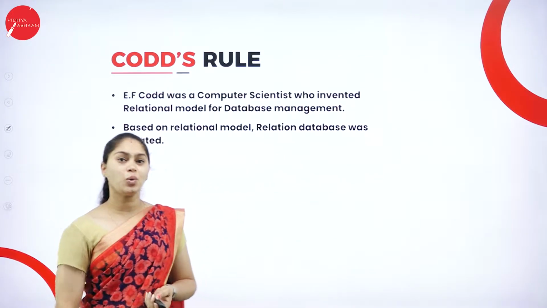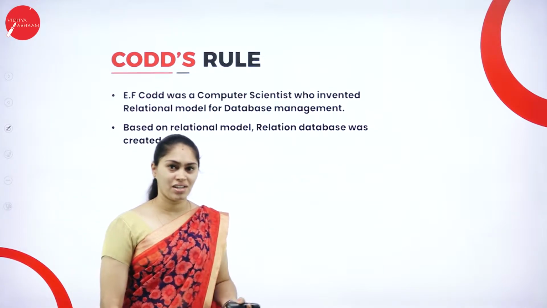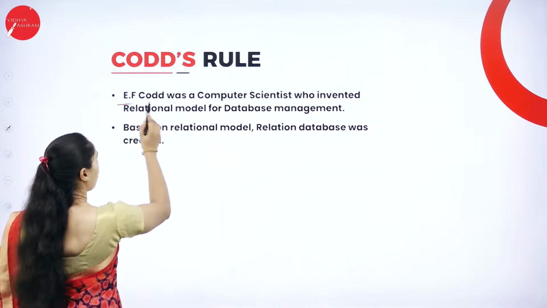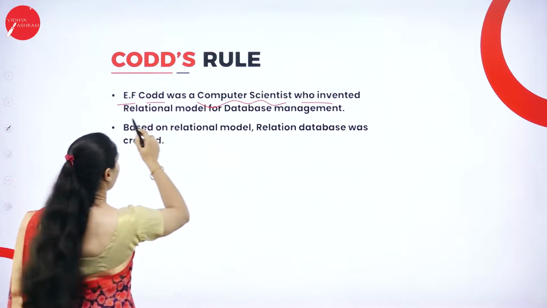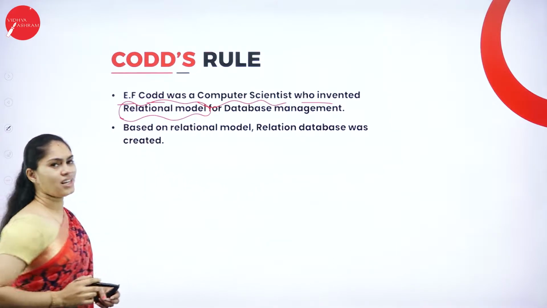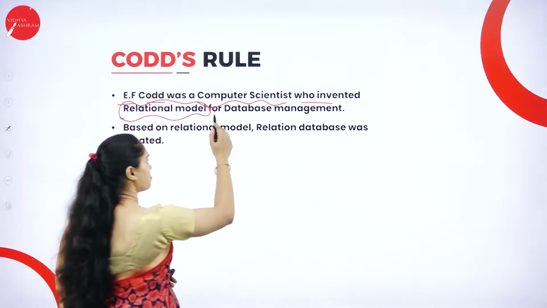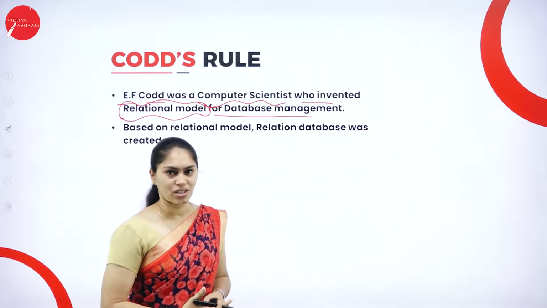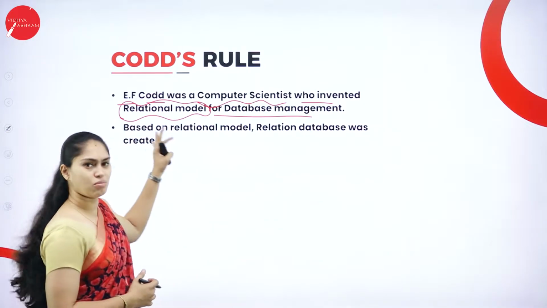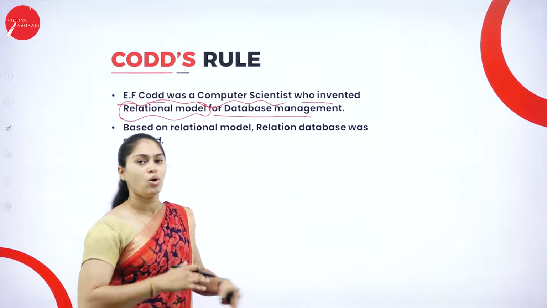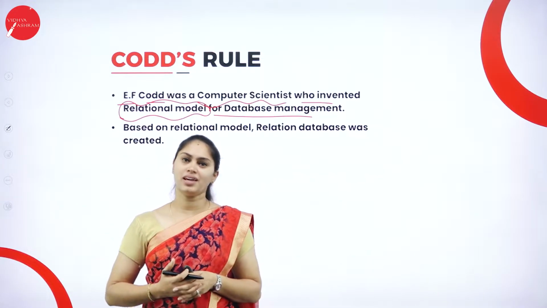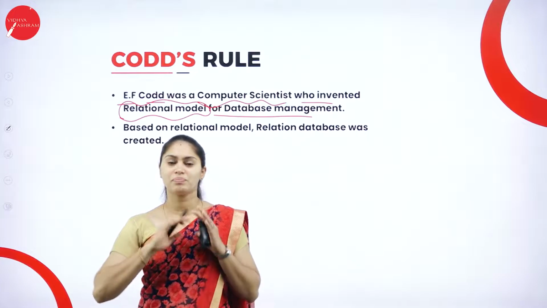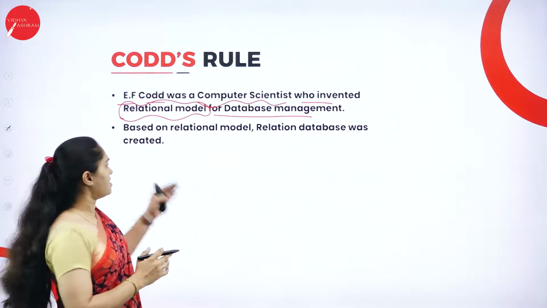Before that, we'll see who this Codd is and what he invented, and what methodology Codd's rules are based on. You can see here, E.F. Codd was a computer scientist who invented the relational model. He invented the relational model for database management. We have a database, and the management of that database is important. Also, we have this relational model. We got to know what the relational model is, what its advantages are, how it is going to be used, and what is meant by entity, relationship, attributes and types of attributes. Somehow we know everything regarding this relational model.